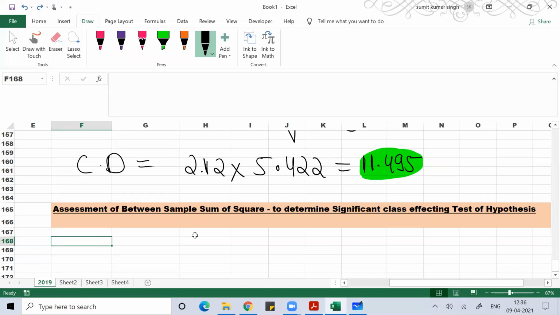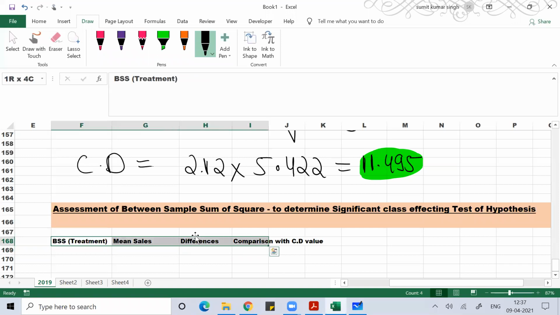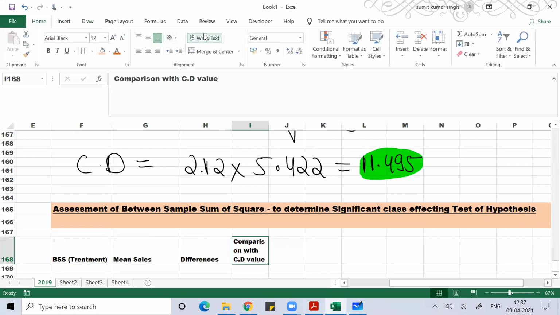So here I'll give the group, then the mean sales, the differences, then the comparison with the critical difference. Let me just increase the font size.